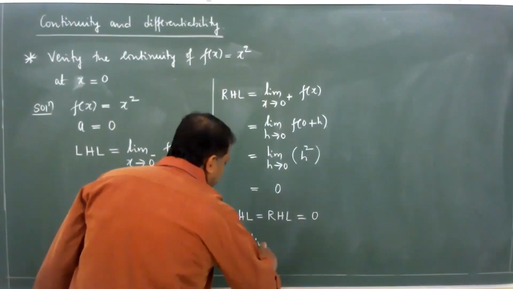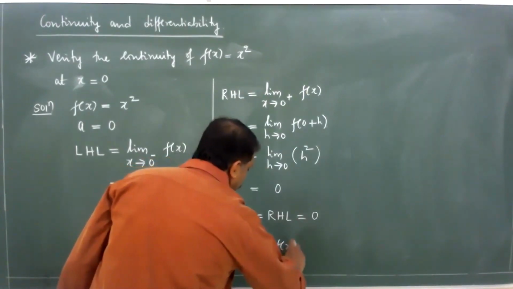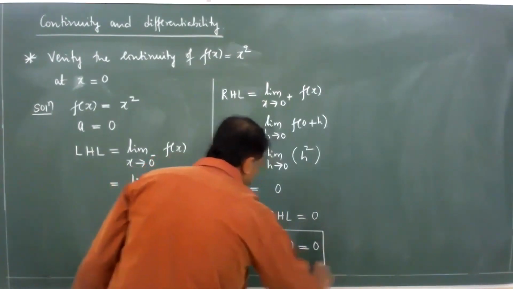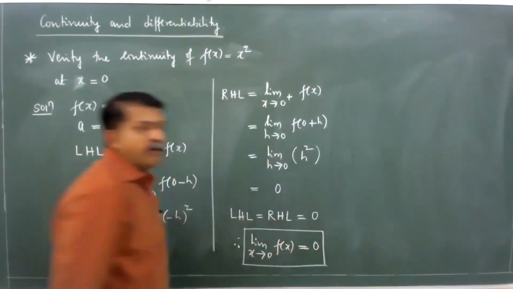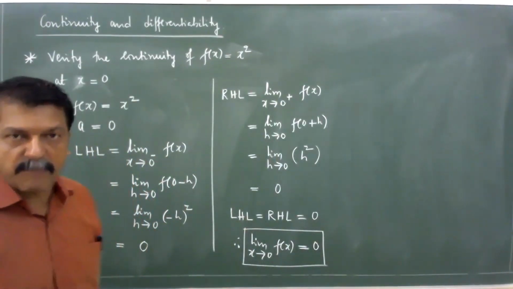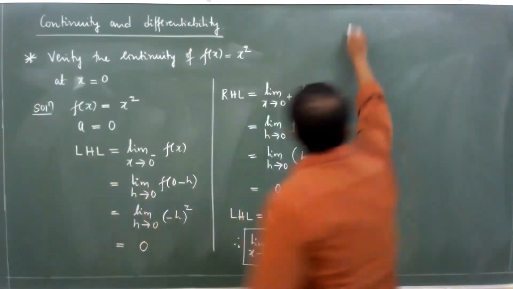Therefore, I can write limit x tends to 0, f of x is equal to 0. You can put a box for this. So that means the limit exists and the limiting value is 0. This is the first step of your problem.